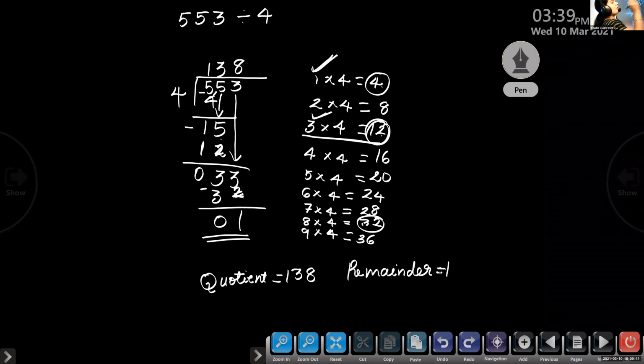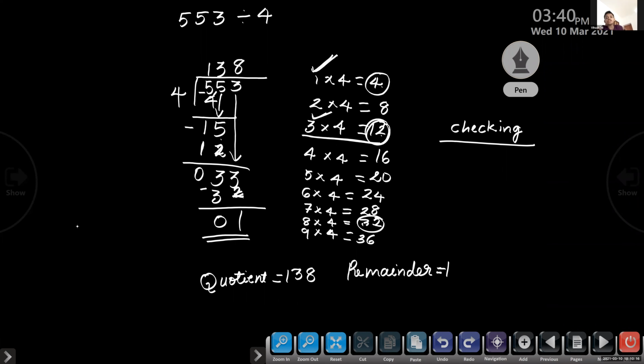Okay. Now it is very important to learn how to do checking. So how to do checking? Does anybody have any idea how to do checking? The remainder should be less than the divisor, but we cannot confirm just because we got a remainder less than the divisor. We cannot confirm whether our division is correct. We have to do an important step.